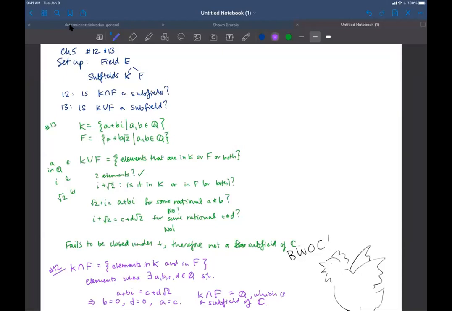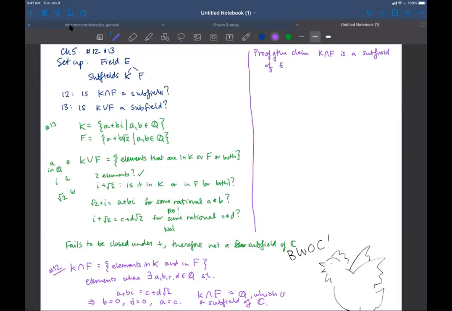that if I intersect fields, I get another field. So let's see if I can prove it. Let's try proving the claim, proof of the claim. K intersect F is a subfield of E with the setup that we've got.